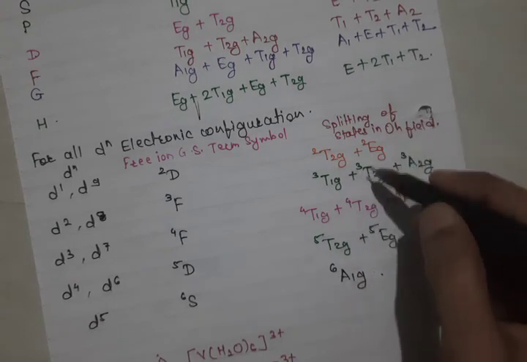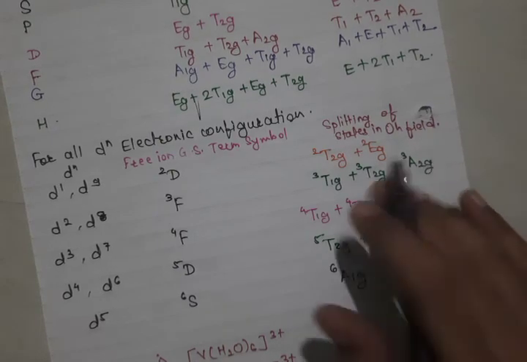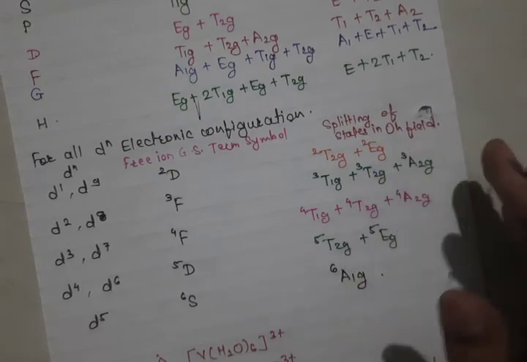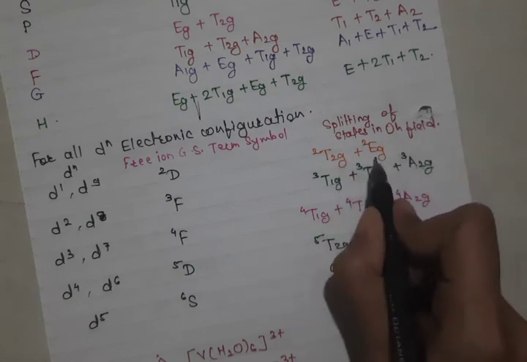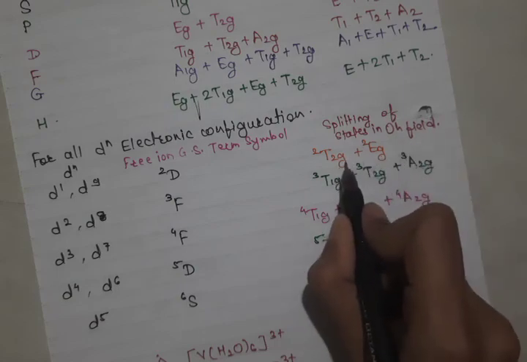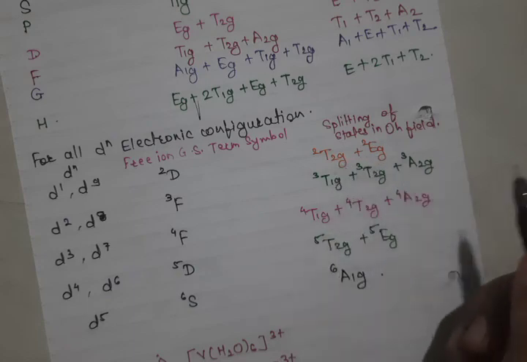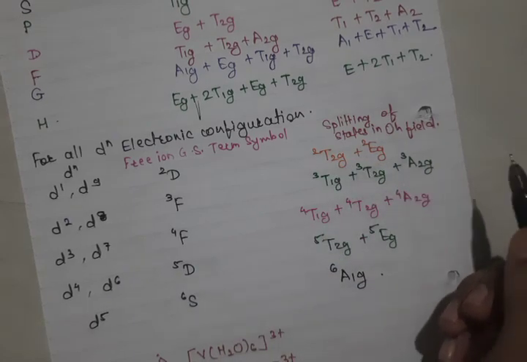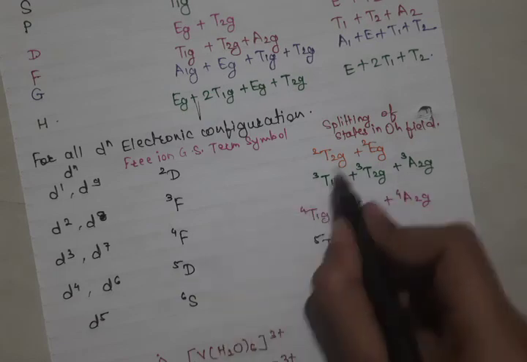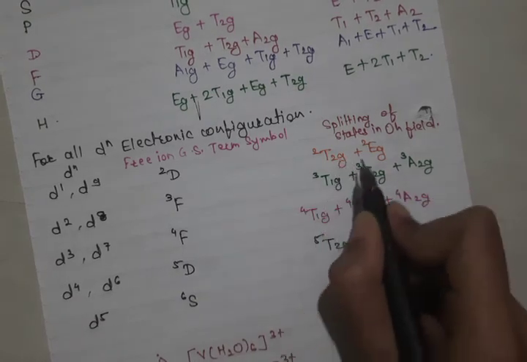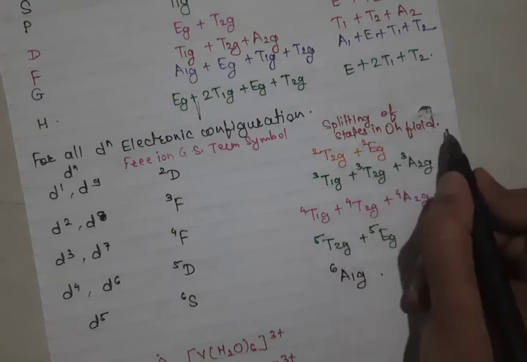I have written here only for the octahedral field. We can write the same thing for the tetrahedral field, except the G symbol, because in case of tetrahedral field there is no center of inversion and that's why we cannot write G in tetrahedral field. So G is applicable only in octahedral field. So, splitting of states in octahedral field.